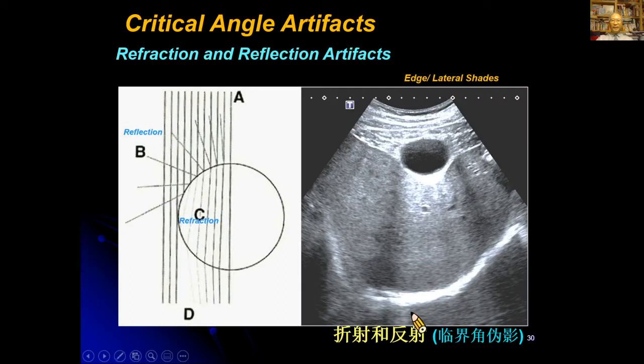Okay, now reflection and refraction combined together cause a critical angle artifact. Here reflection, here refraction, and then you can see two critical angle artifacts or lateral shadows on the margin of the cystic structure. In this example, that's the gallbladder.